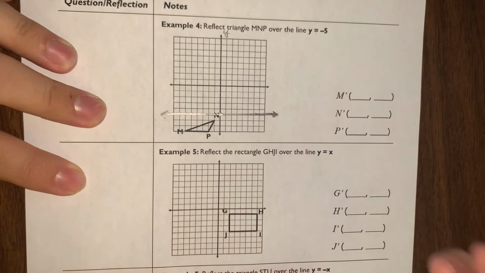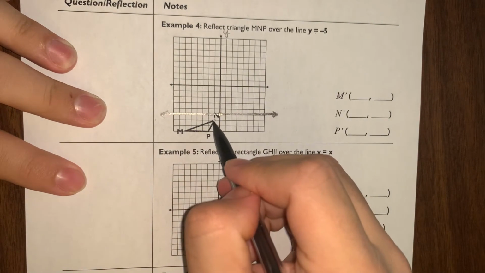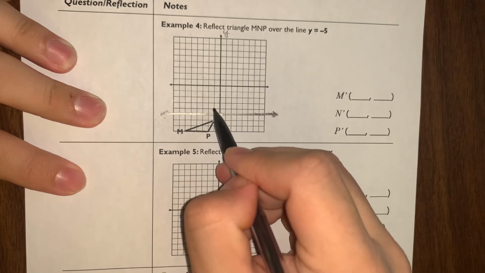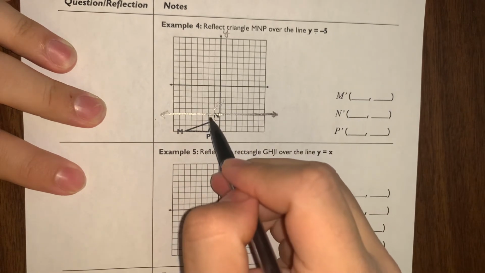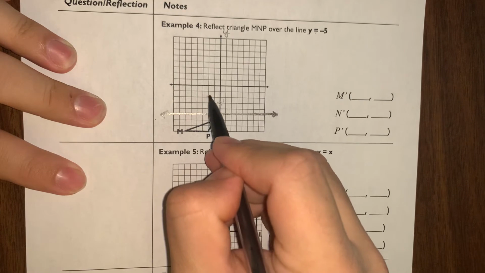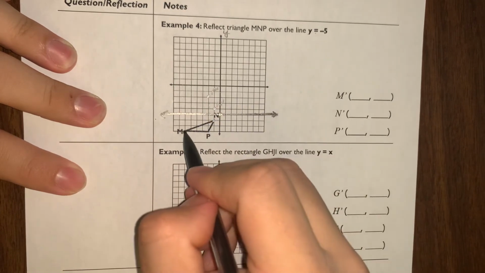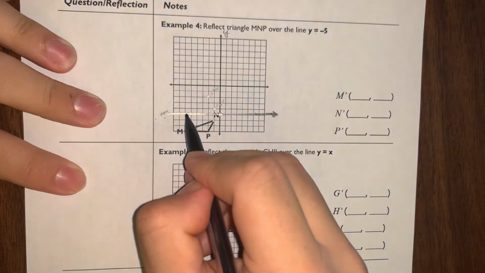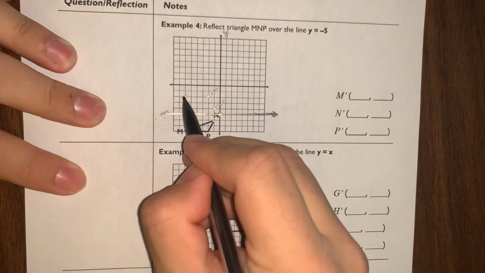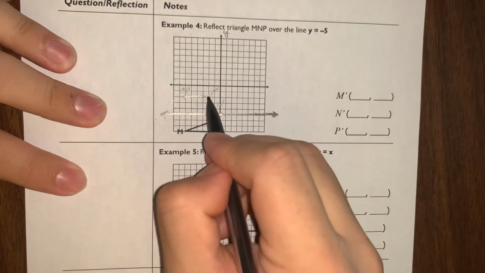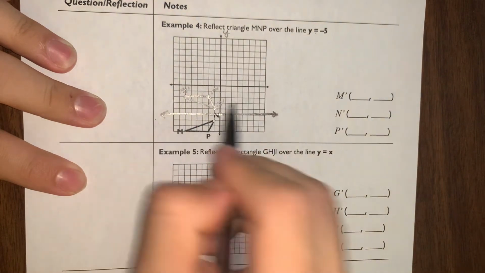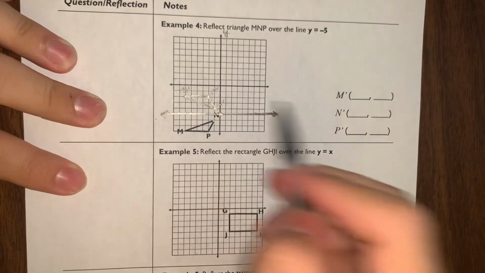And again, I'm just going to do my counting technique. So this N is one away, so one away this way too. P is 1, 2, 3 away, 1, 2, 3 here. There's my new P. M is 1, 2, 3, also 1, 2, 3. There's my new M. And then I just draw my new triangle. And then I'm going to describe the coordinates for this one.